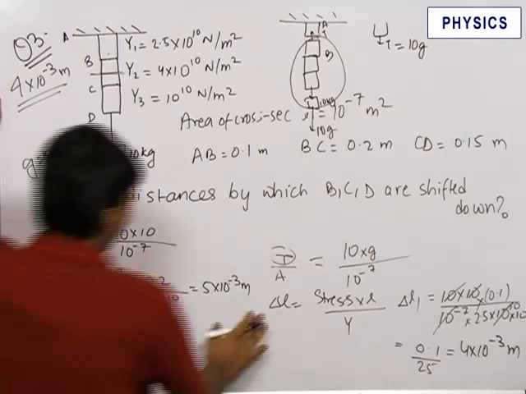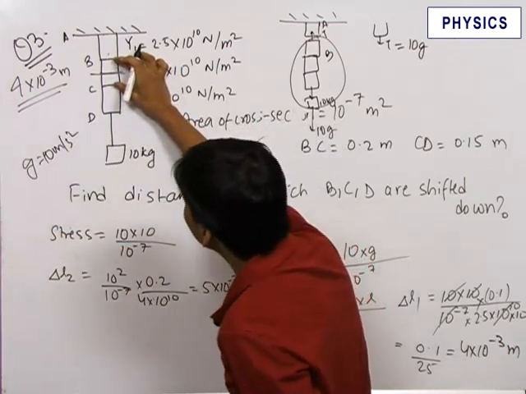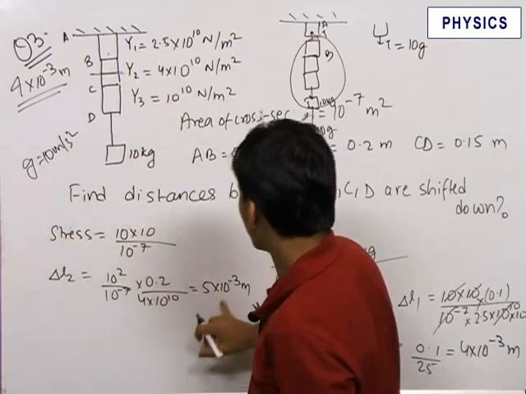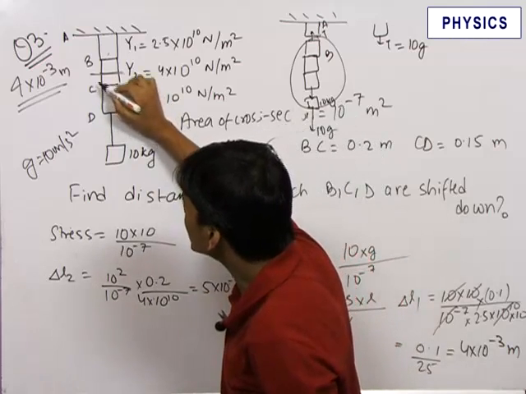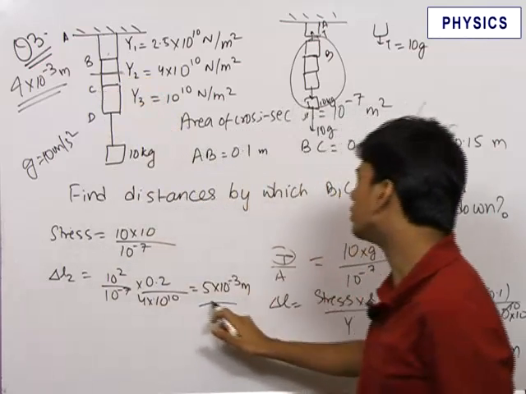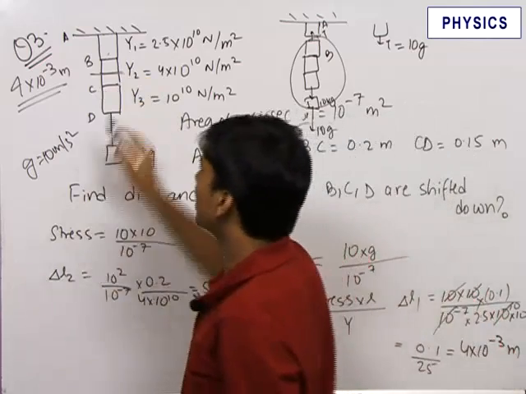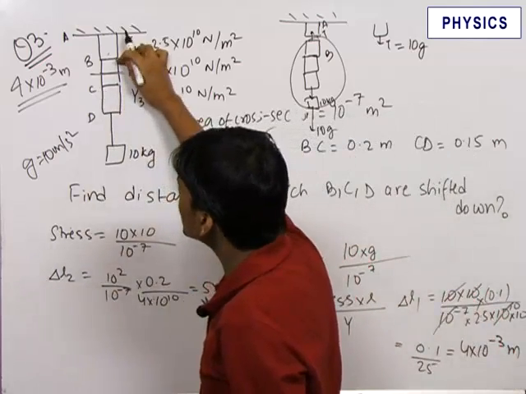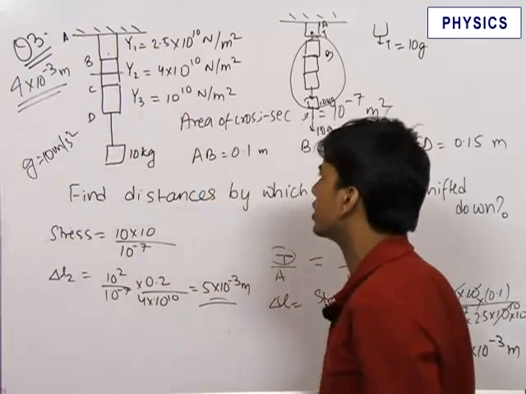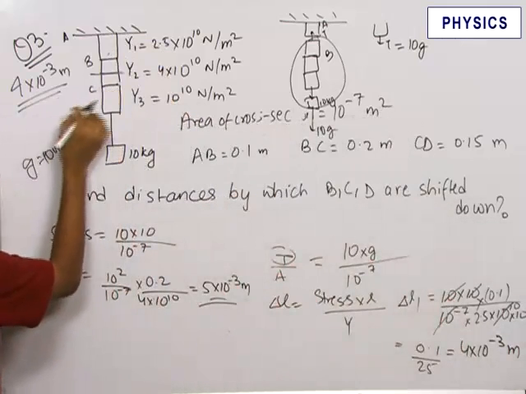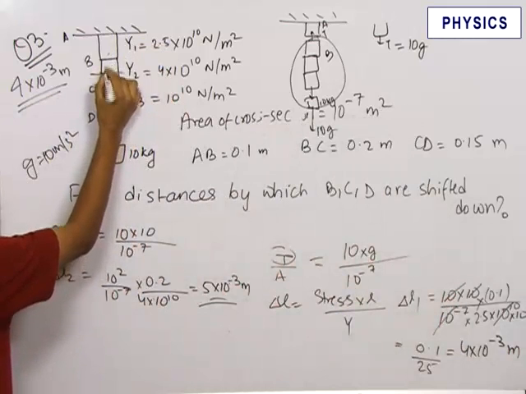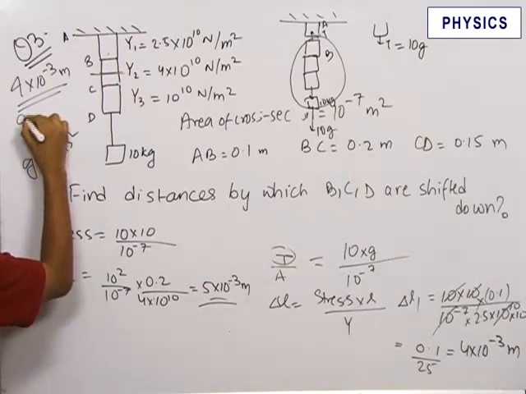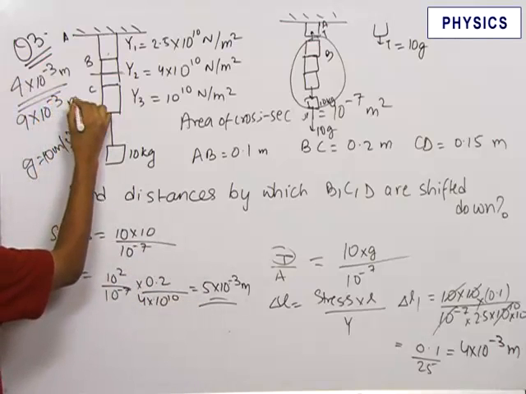Now, the change in length of this block BC is 5 into 10 raised to minus 3 meters, but the distance by which this point C will move down will be equal to 5 into 10 raised to minus 3 meters plus the distance by which this point B has moved down, that is equal to 4 into 10 raised to minus 3 meters. Therefore, the distance by which this point C, or rather the intersection surface between this block and this block, shifts down is equal to 5 plus 4 is equal to 9 into 10 raised to minus 3 meters.